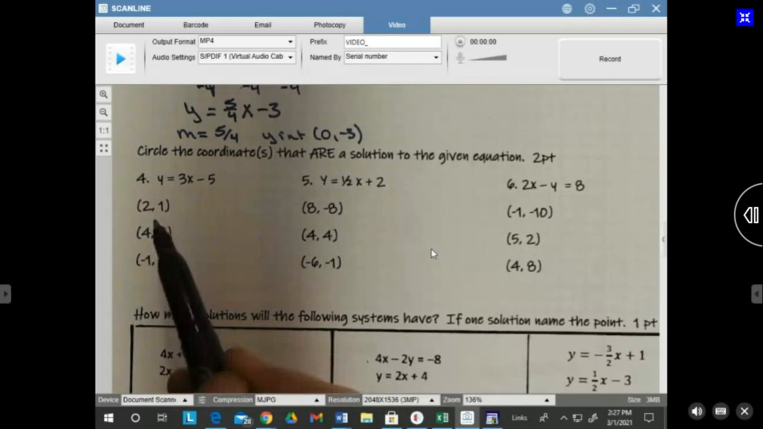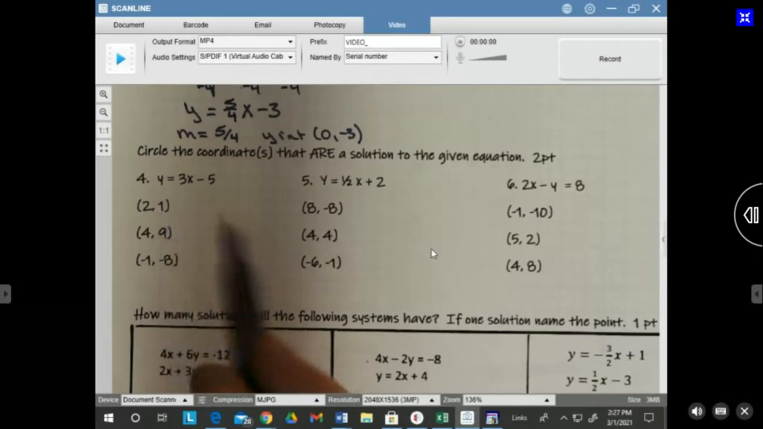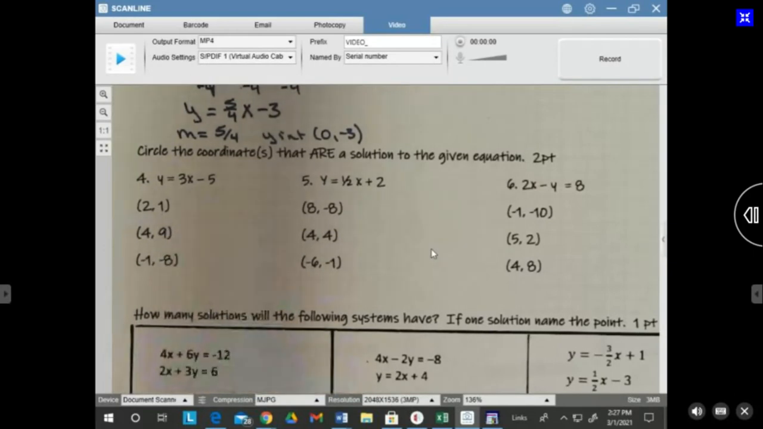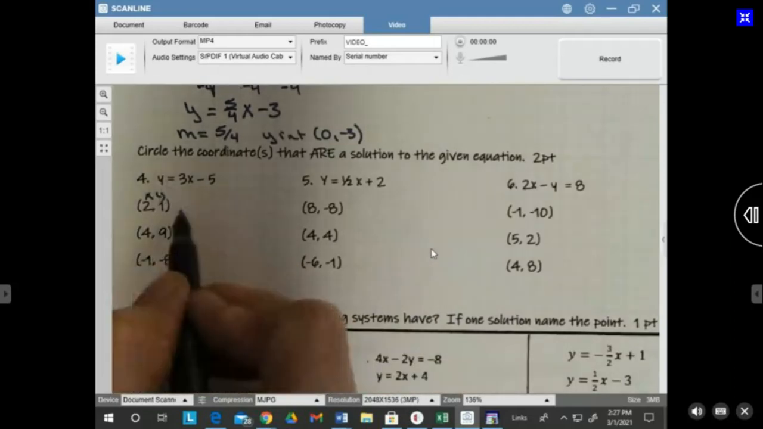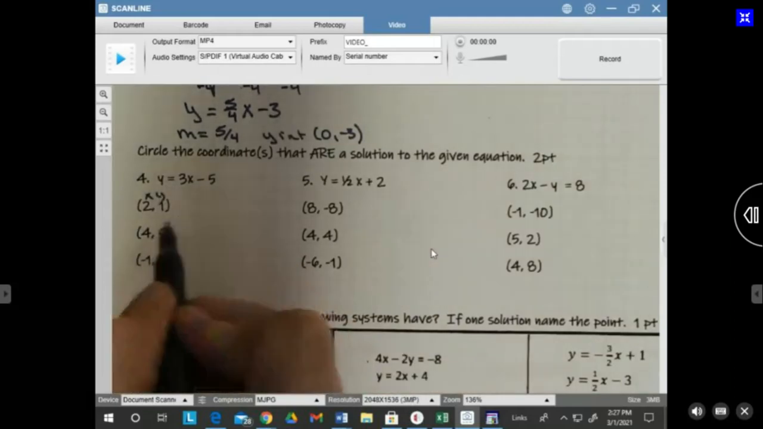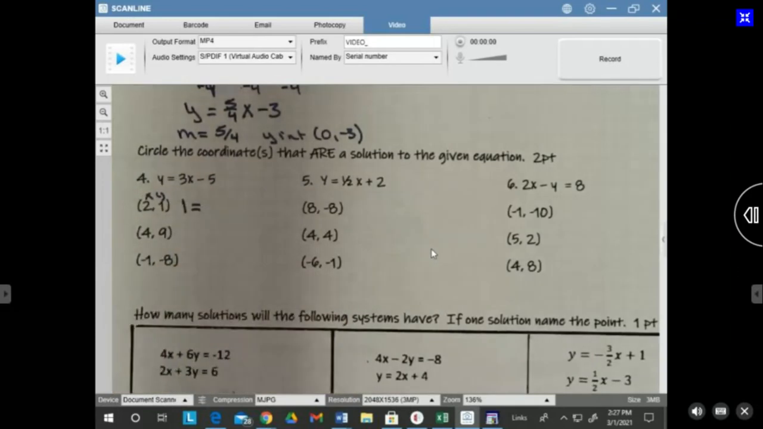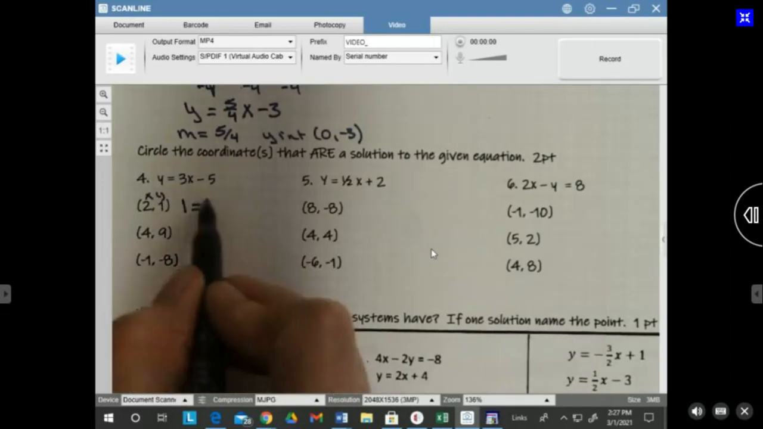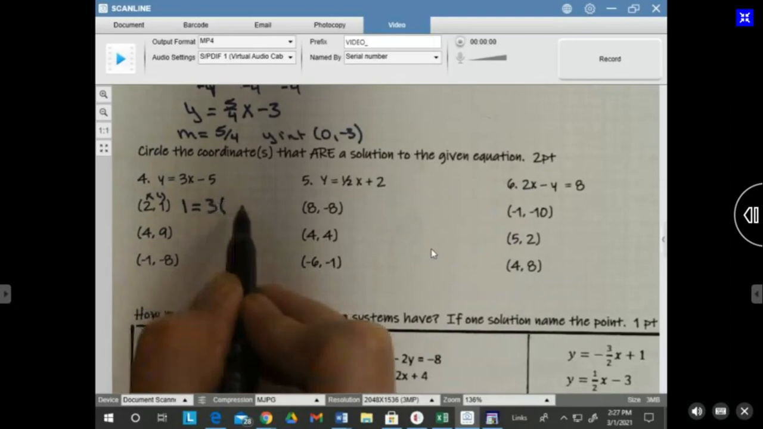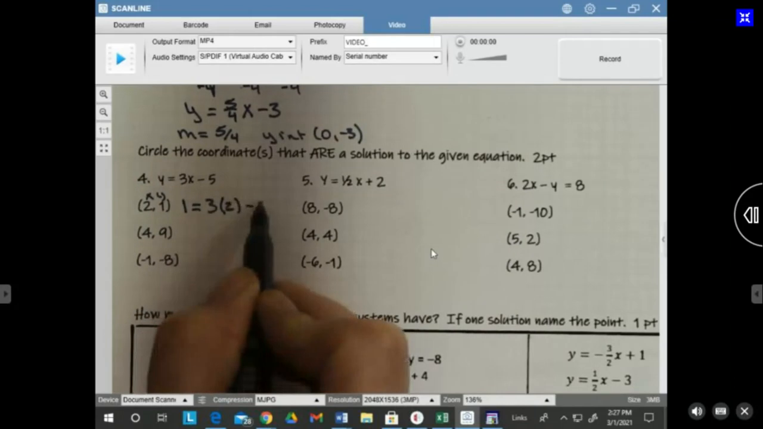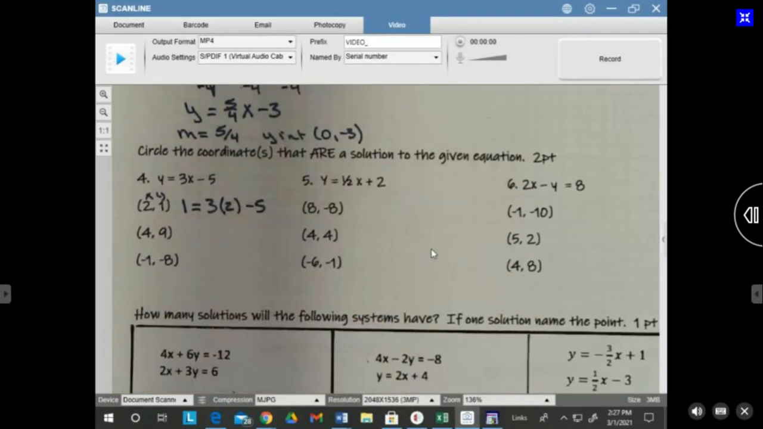Some are solutions, some are not. How do I find out? Plug them in, y for y. So instead of y equals, I'm going to write 1 equals 3 times, what's my x? Minus 5. All right, so what's 3 times 2? 6. Minus 5. 1. Does 1 equal 1? All right, so that's one I do want.